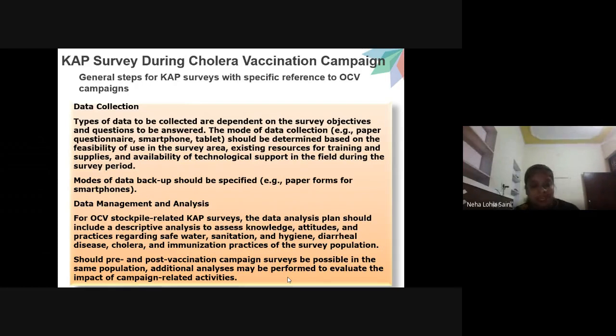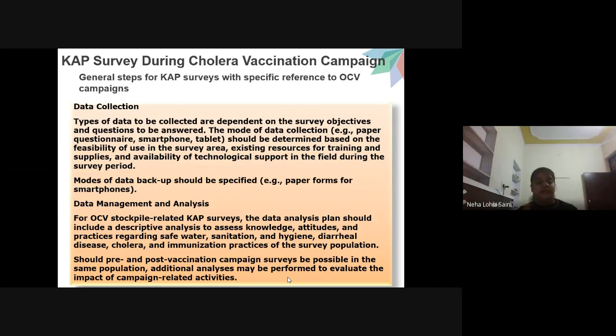So modes of data backup, because right now backing up of data is very important, because anything can be lost anytime. Okay, paper forms for smartphones, they have to have forms for smartphones also, so that if the smartphone gets corrupted or it gets lost, something happens to the smartphone, you should have paper forms also.